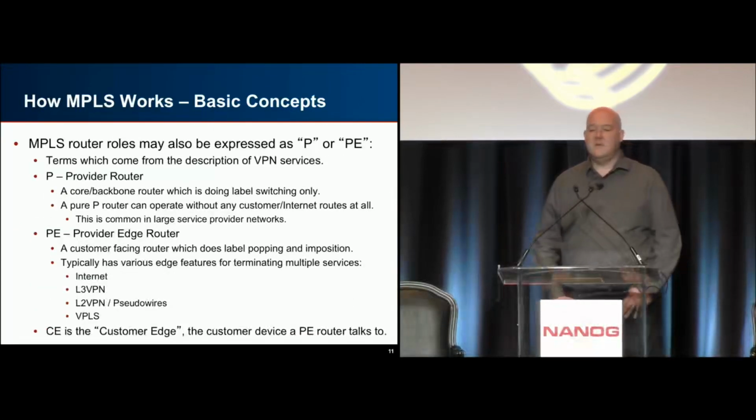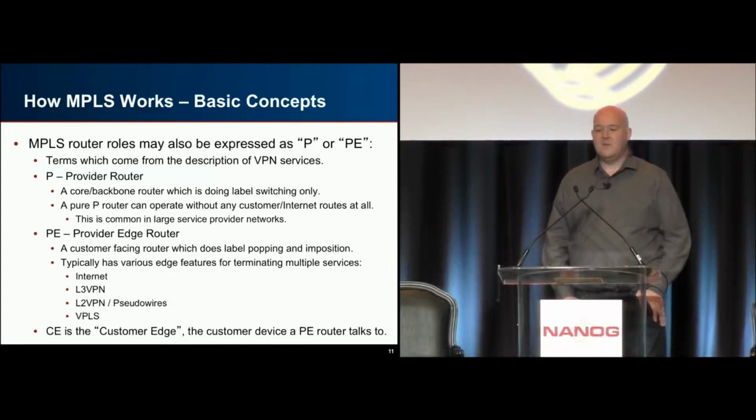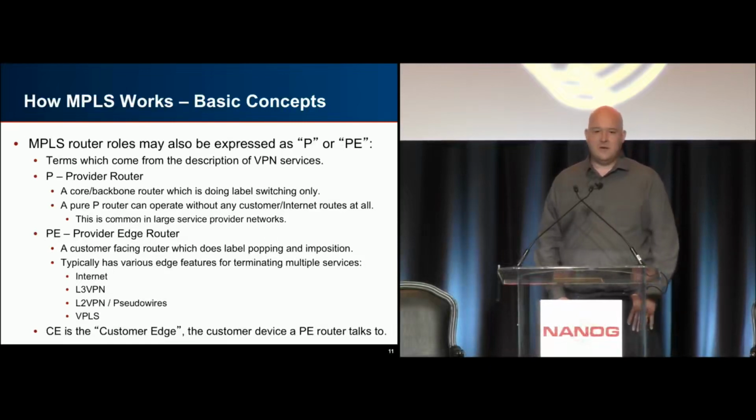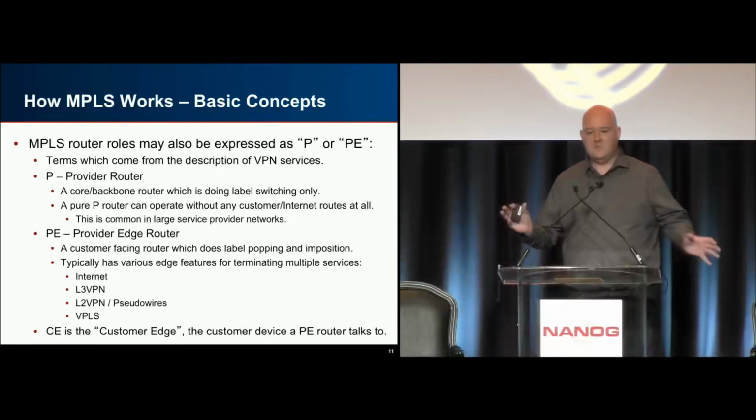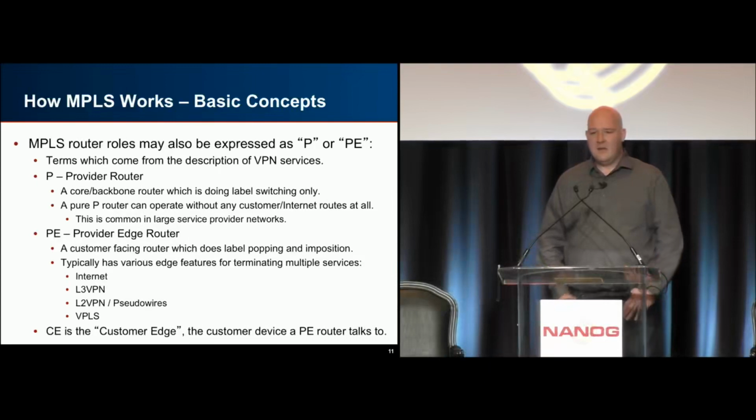You'll also hear this described as P and PE. So a P is a provider router. It's that core router that's doing label switching, that doesn't need a full table. That's your LSR, and the PE is the provider edge router. That's your ingress node or your egress node. That's where you push or pop the label and you actually hand the service back off to the customer. And then you'll see in network diagrams also CE, which is the customer edge. So that's just the customer device that's on the other side of that.